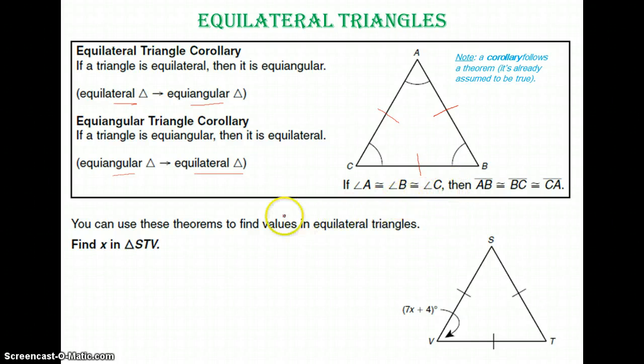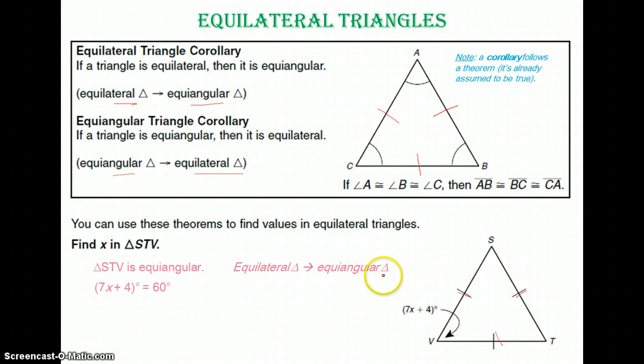So let's take a look at the example. We can use these theorems to find values in equilateral triangles. Let's find x in triangle STV. First of all, a couple things. Remember that all three angles in a triangle will sum to 180 degrees. And in this case, we're given an equilateral triangle as indicated by the side lengths, which means that the angles are also congruent, equiangular. So we've concluded then that it is equiangular. Again, by that corollary, if equilateral triangle, then equiangular triangle.